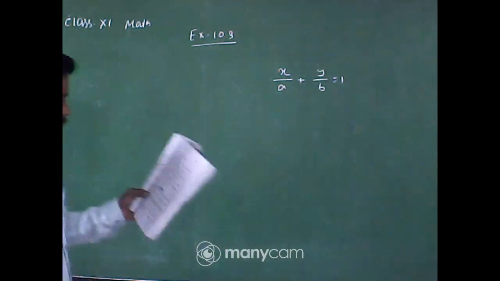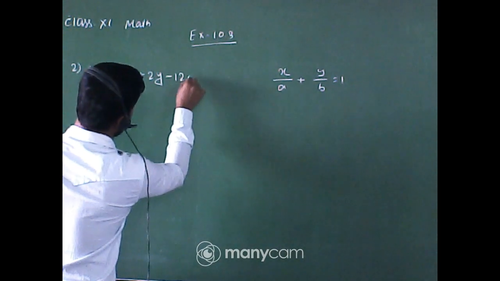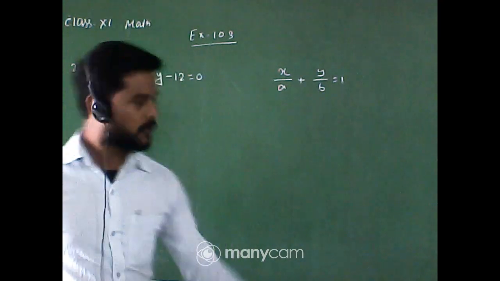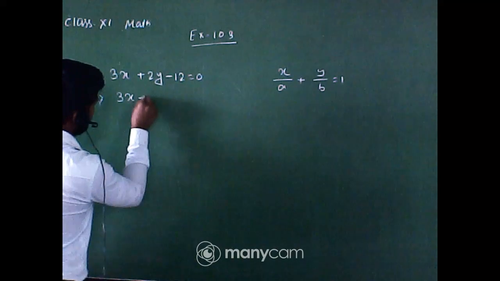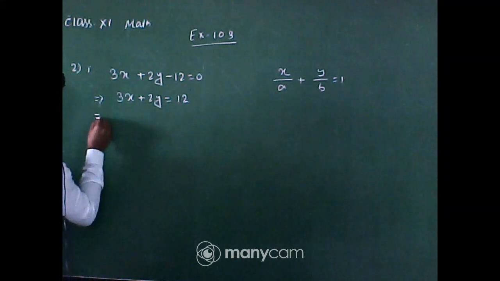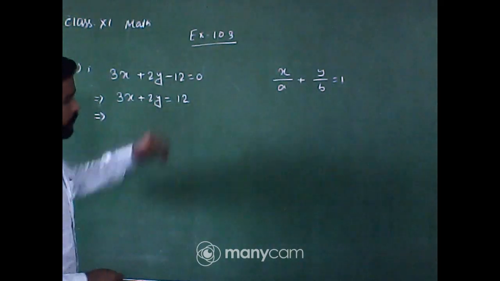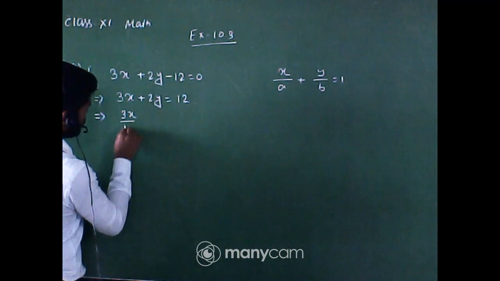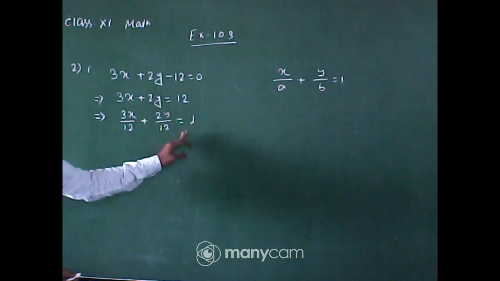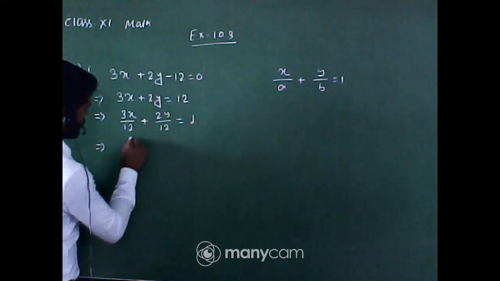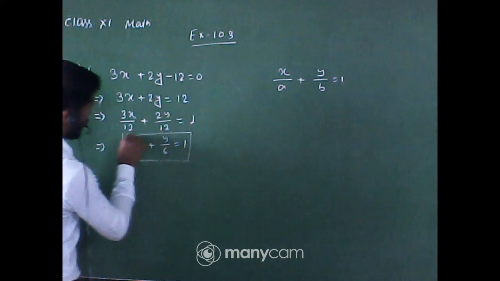So the first question is 3x plus 2y minus 12 is equal to 0, and we want to put this equation into this form. Okay, so let's see the procedure I am using here. 3x plus 2y will be equal to 12. Now I divide the equation by 12, because the right hand side should be equal to 1. So it will be 3x by 12 plus 2y by 12 is equal to 12 by 12, that is equal to 1. Now we can see the right hand side is reduced to 1. That means x by 4 plus y by 6 is equal to 1. So this is the intercept form of the given equation.